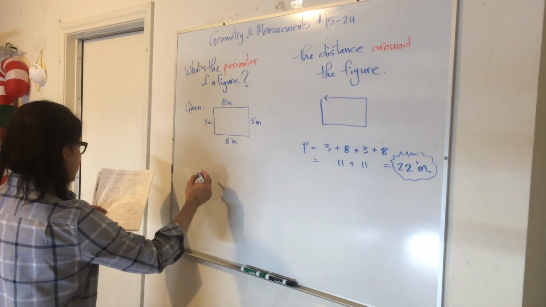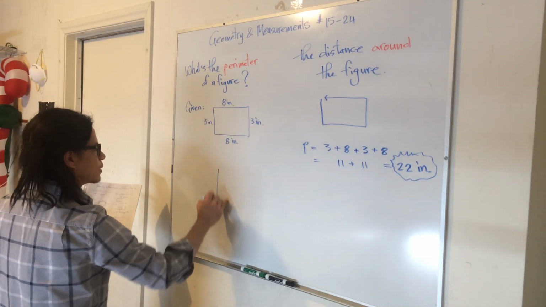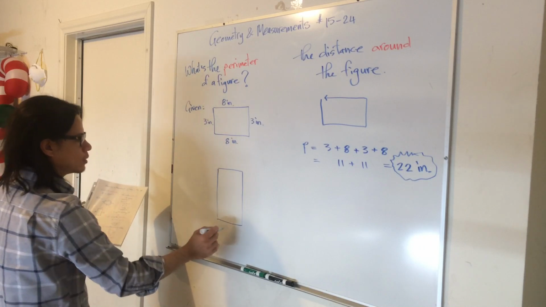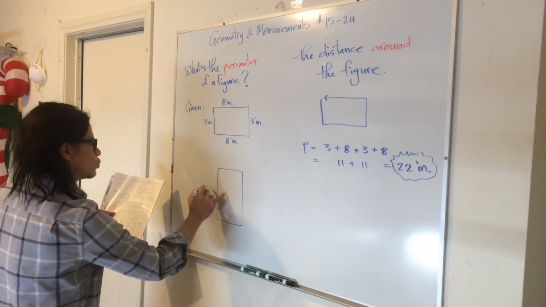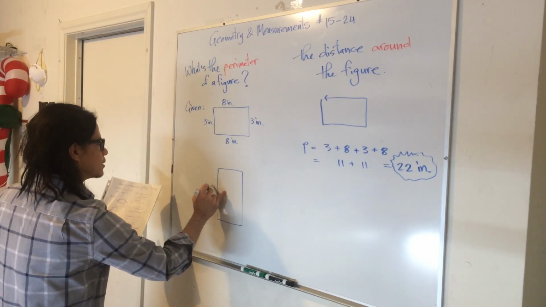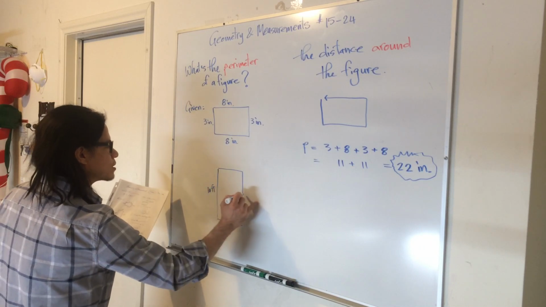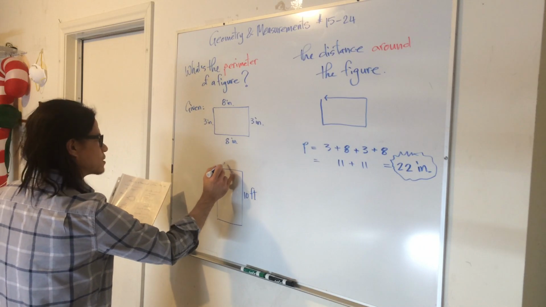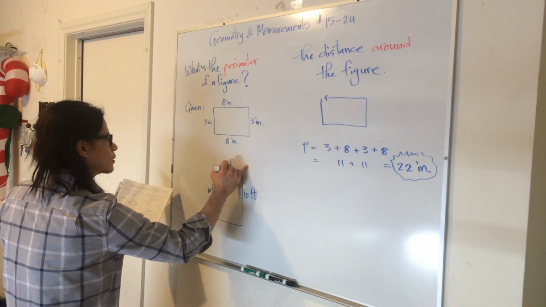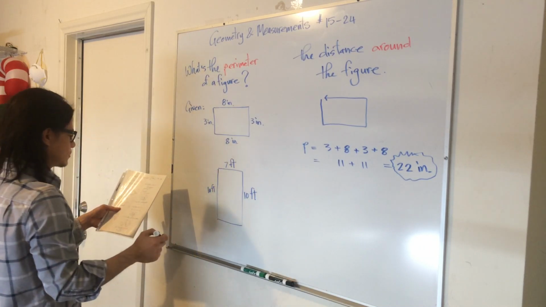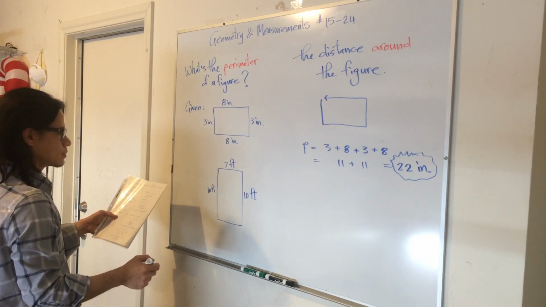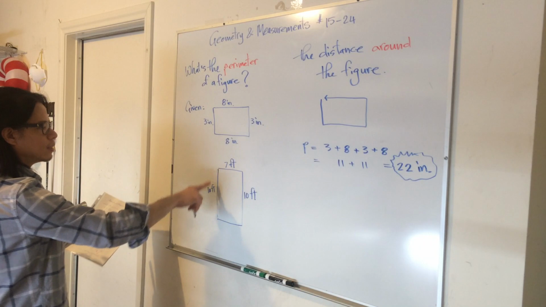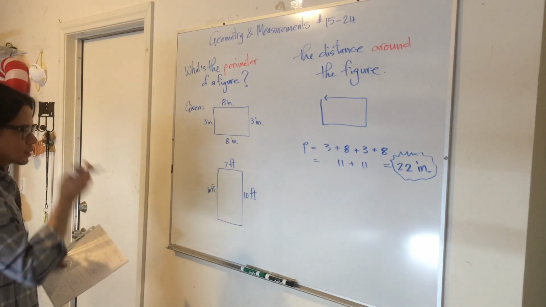So occasionally you might be given a rectangle that is missing a side. Okay, let's say we don't know what the bottom side is, but we know that the left side is 10 feet, the right side is 10 feet, the top is 7 feet. What would be the perimeter of this rectangle here?